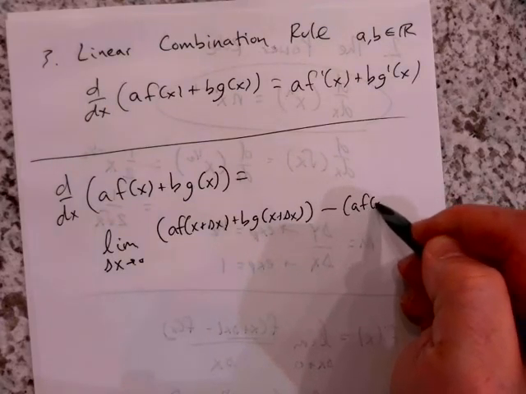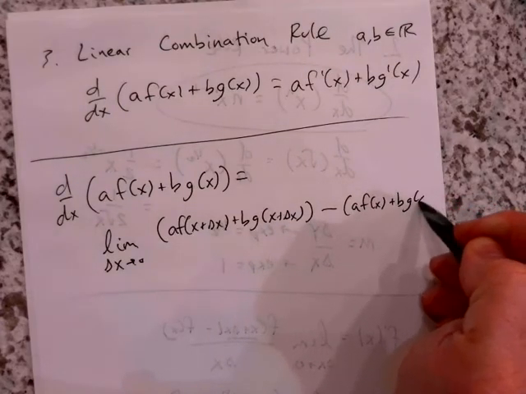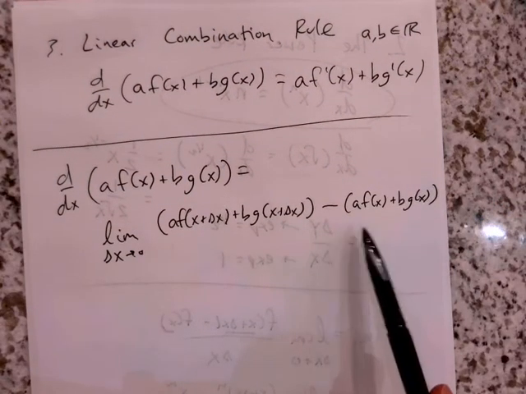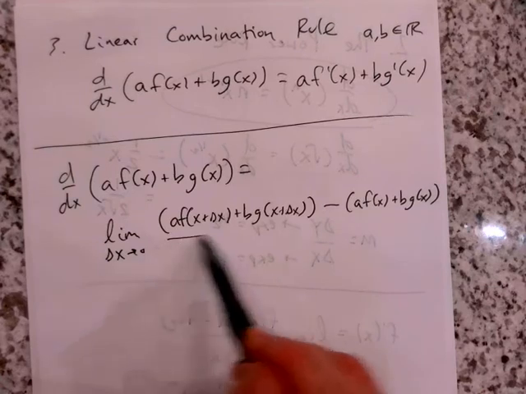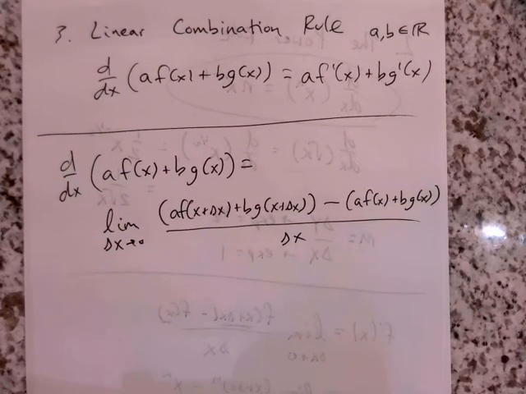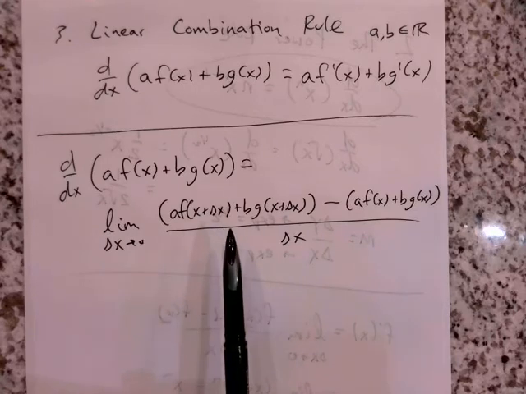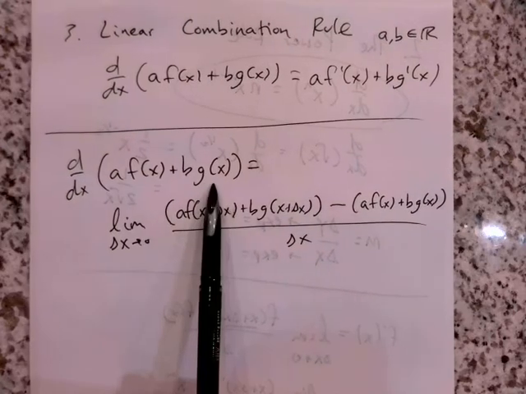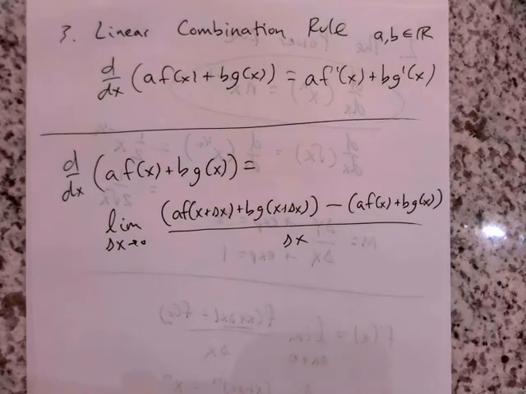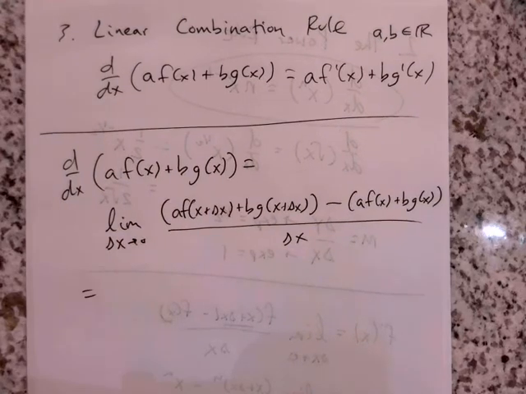So that's a f of x plus b g of x, all divided by the change in x. It looks weird, but that is the function, which is this whole thing up here, when you plug in x plus delta x, and the function when you just plug in x. And all the proof is just a clever rearrangement of your terms.